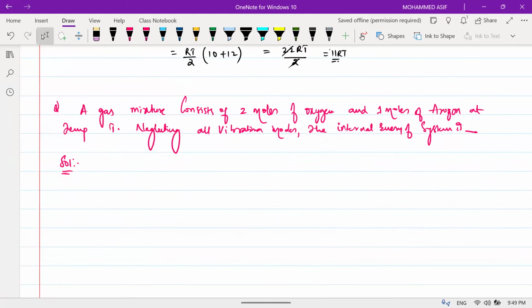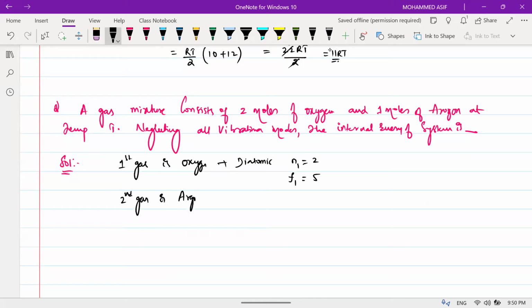The gas mixture consists of how many gases? 2. So what is the first gas right now? Oxygen. The first gas is oxygen. Oxygen is diatomic. I am writing this to explain. Diatomic. Number of moles is equal to 2. F1 is 5. Then what is the second gas? The second gas is argon, as said before. Argon is monoatomic. For N2, how many moles of monoatomic gas? 1. And the number of degrees of freedom will be 3.